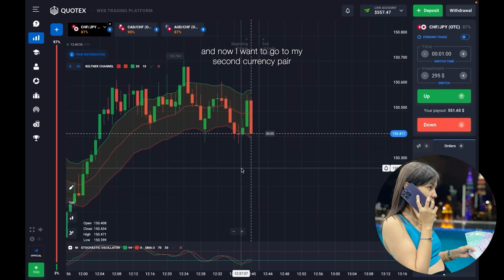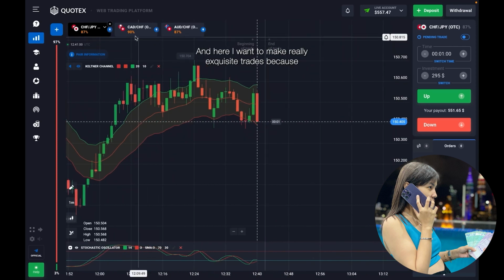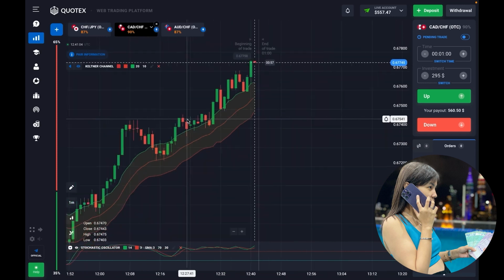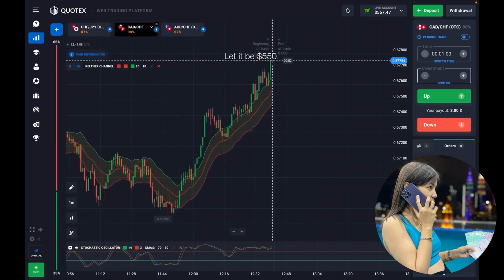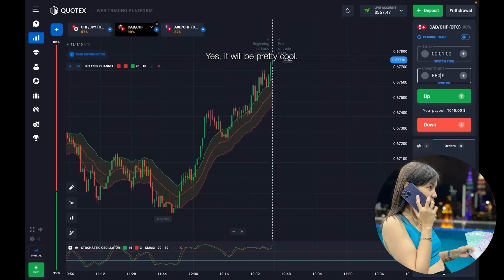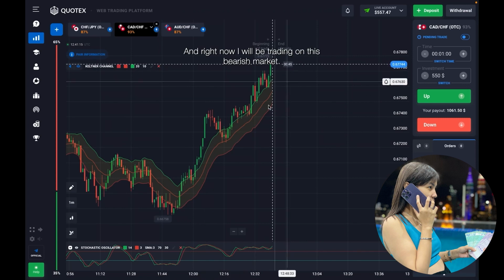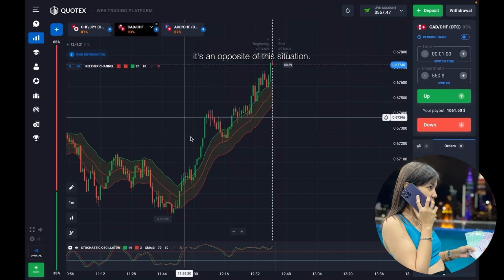And now I want to go to my second currency pair. And here I want to make really exquisite trades because I will invest more than $500, and let it be 550. Yes, it will be pretty cool. Right now I will be trading on this bearish market.